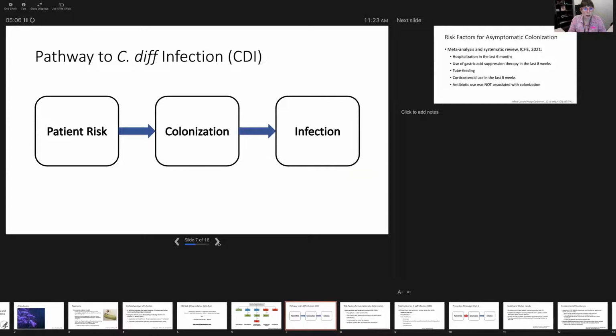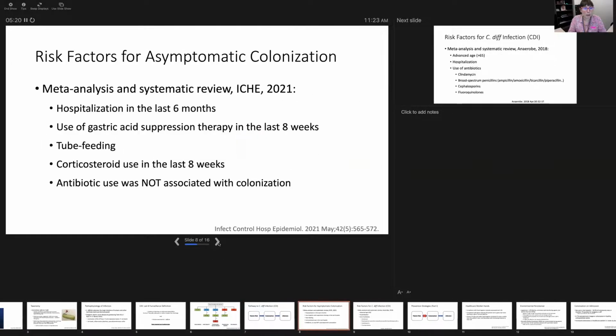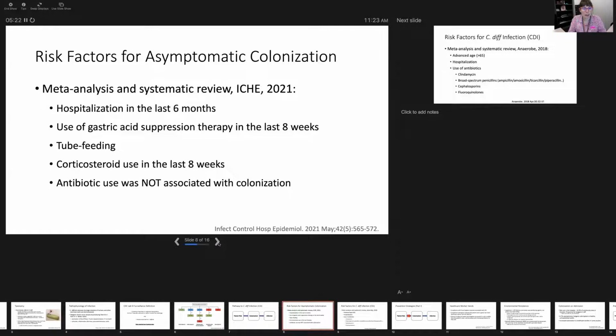So now I'm going to talk about C. diff infection and how we can stop and prevent this chain. So a patient with some risk may become colonized, and then they could develop infection after some inciting factor. So what are some risk factors for asymptomatic colonization? The first step before you get sick.